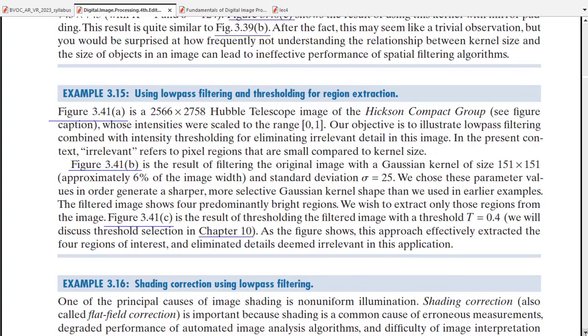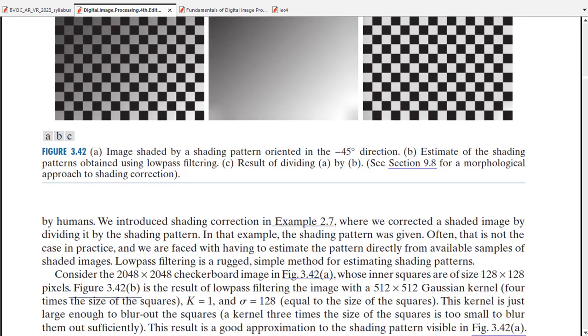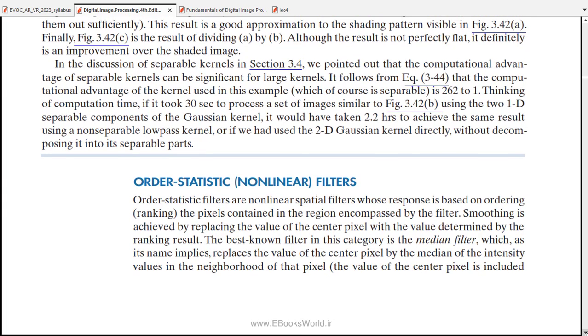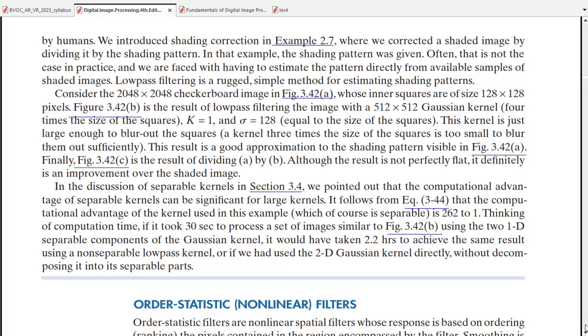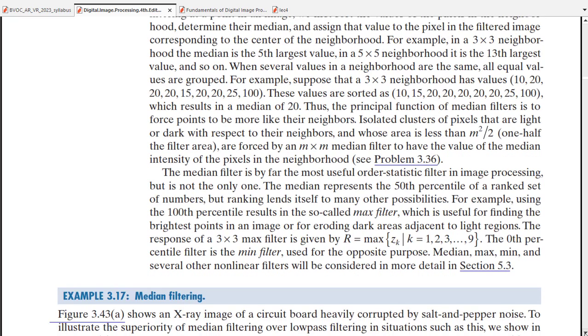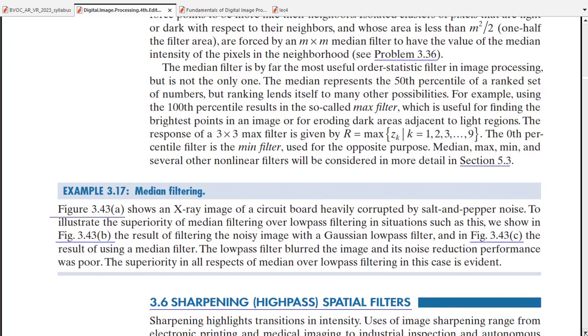We also already discussed order statistics or non-linear filters, especially for impulse noise, which will be removed. The median filter is an example of a non-linear filter. Linear filters differ from the minimum or maximum filters, which are non-linear combinations. Low pass is for smoothing and high pass is for sharpening, so high pass filters are sharpening spatial filters.